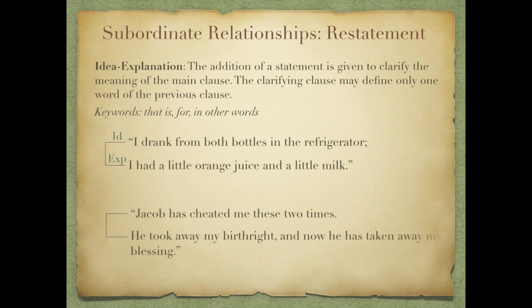Let's look at another biblical example. Jacob has cheated me these 2 times. He took away my birthright, and now he has taken away my blessing. The idea, Jacob's cheated, and now the explanation of how he has done that. Okay, these are all of the restatement type of subordinate relationships.